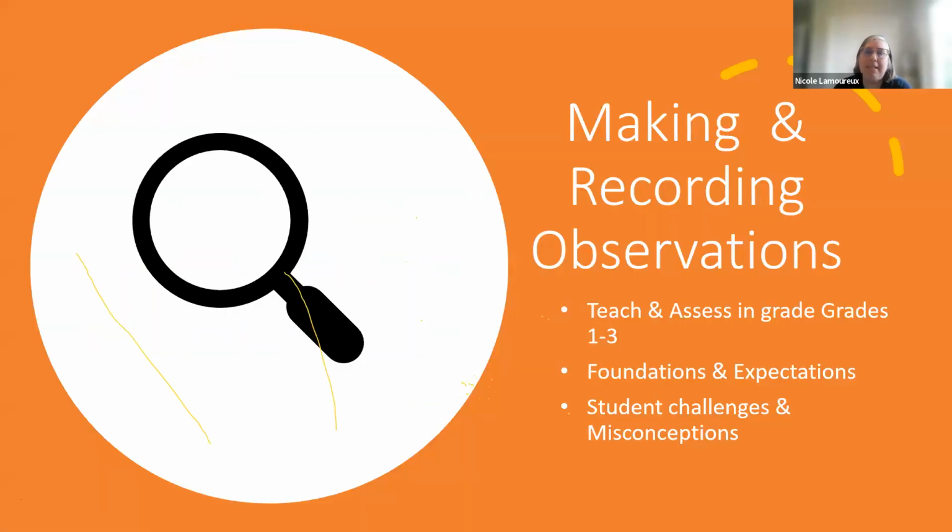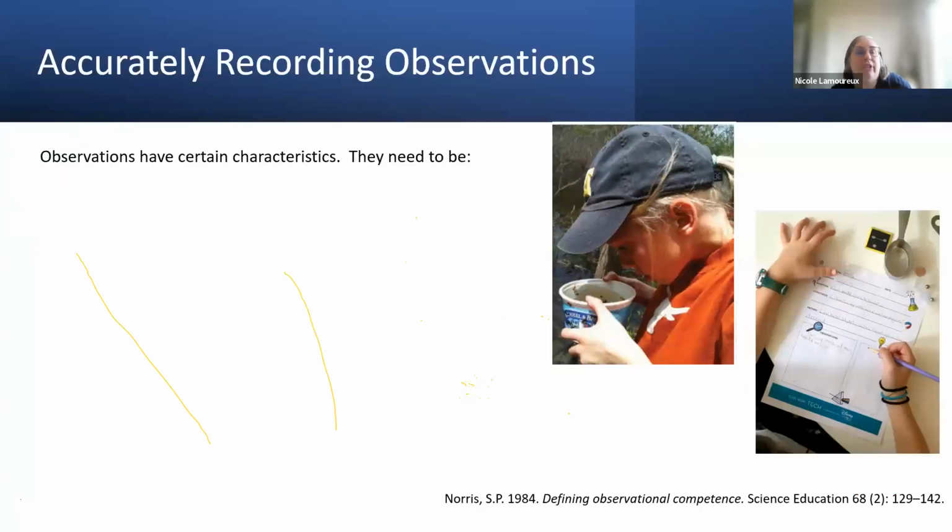Okay, so we're going to spend a little bit of time on making and recording observations, because that carries through in all grade levels, and on how to teach and assess in grades 1 to 3, and what some foundations and expectations are, as well as some of the research and literature on science education. What are some challenges for students and misconceptions, and what can we do to work around that? And I alluded a little bit earlier to observation and inference.